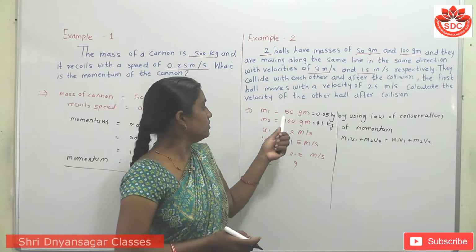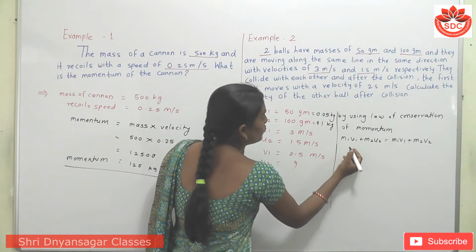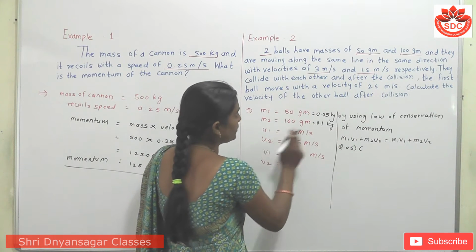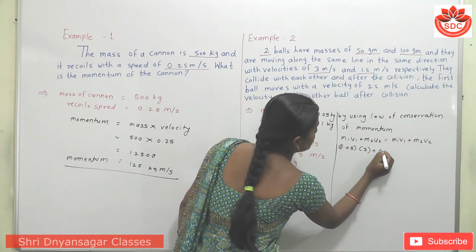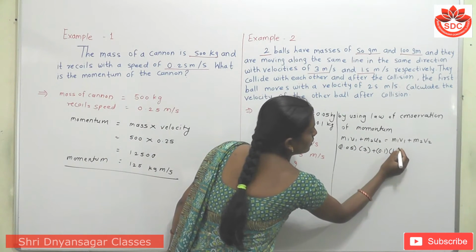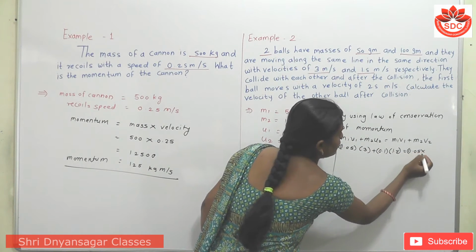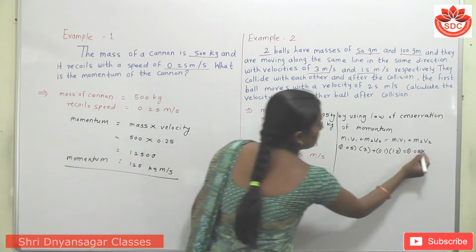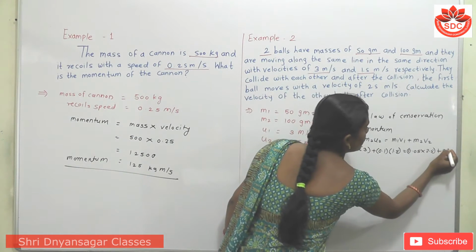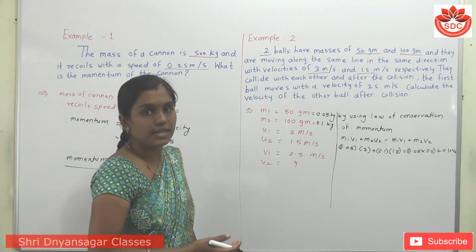So we write these masses in standard form, then put them into this formula. So m1 is equal to 0.05 into u1, u1 is equal to 3, plus m2 is equal to 0.1 into u2 is equal to 1.5 meters per second, which is equal to again m1 is equal to 0.05 into v1 is equal to 2.5, and m2 is equal to 0.1 into v2, that we have to find out.